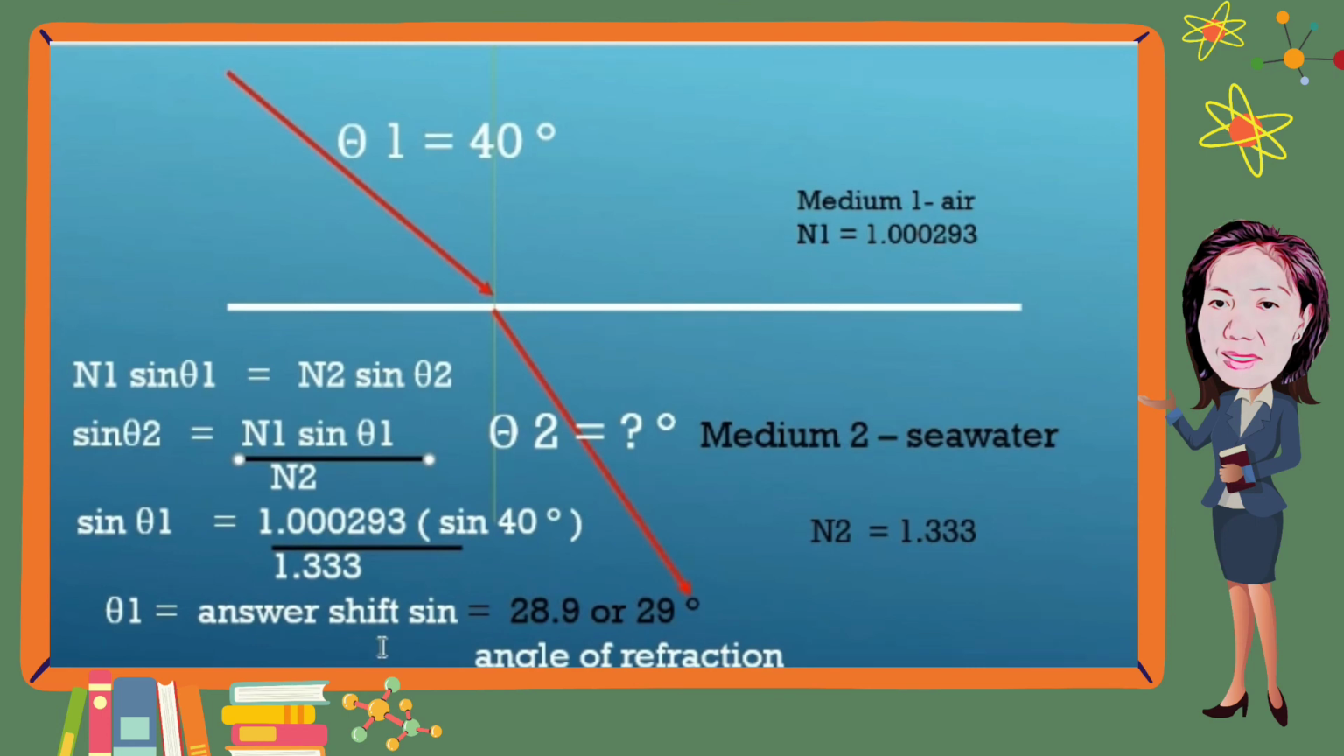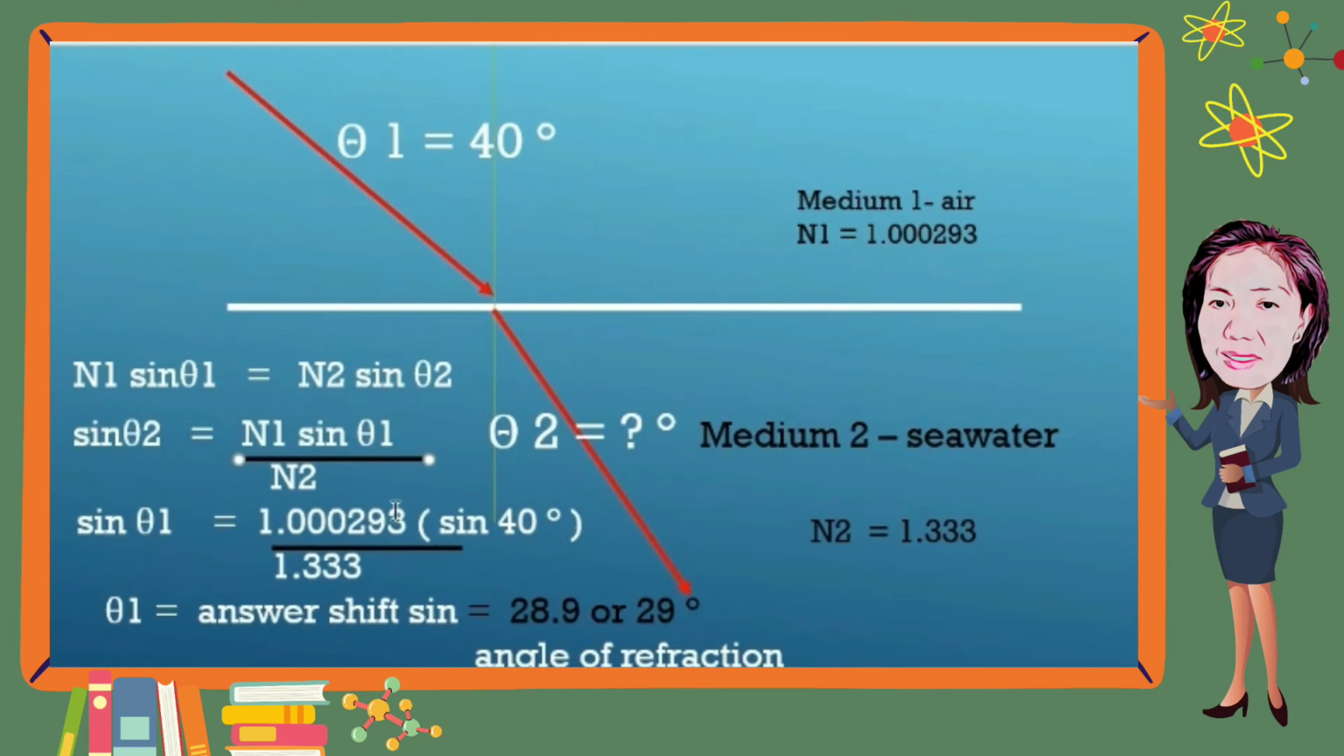Pwede natin ulitin kasi kasagaran syntax error, no. Okay, ulitin natin. Pindutin ang sine, then 40 times 1.00293, then divided by 1.33. Answer. Pindutin ang equals. After mapindot ang equals, shift sine. Okay, supposed to be your answer is 28.9. When you round off that one to whole number to get the degrees, it's 29.